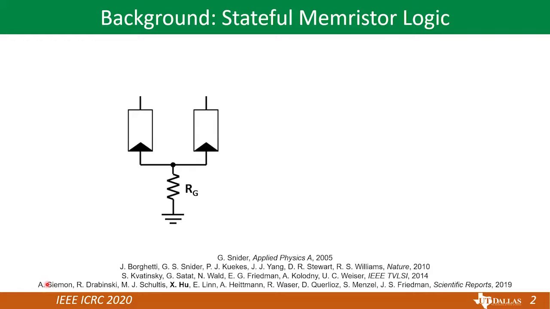Memristor, or resistive memory, is a popular non-volatile two-terminal device that's been widely used as memory, neural network circuits, and some other computing systems. Here we show one of the most fundamental stateful memristor logic gates, the imply gate, which consists of two memristors and a ground resistor.